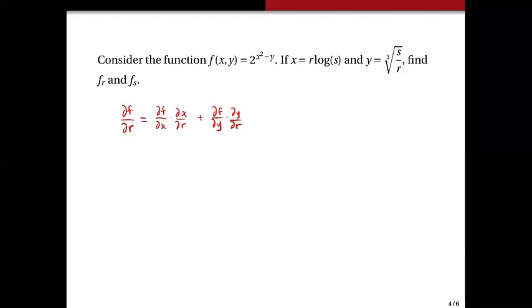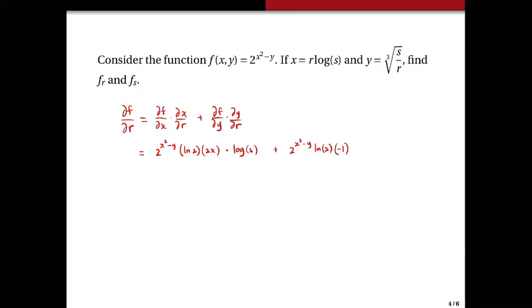So, straightforward computation. Partial f with respect to x is 2 raised to x squared minus y times ln of 2, and then by chain rule multiplied to 2x. Okay, and then multiplied to partial x with respect to r. Partial x with respect to r is just log of s, plus partial f with respect to y. So you have 2 raised to x squared minus y times ln of 2 times, in here, we have times -1.